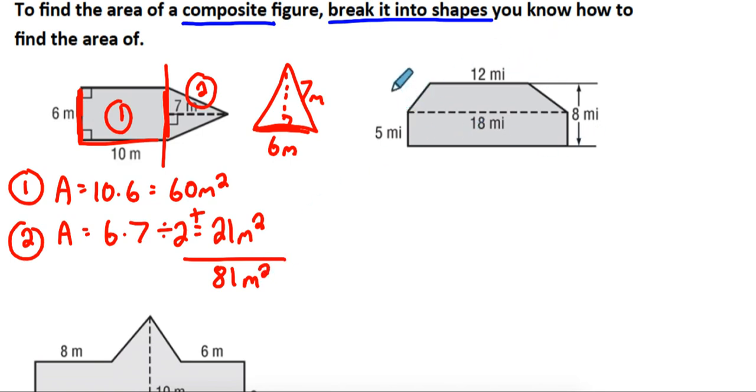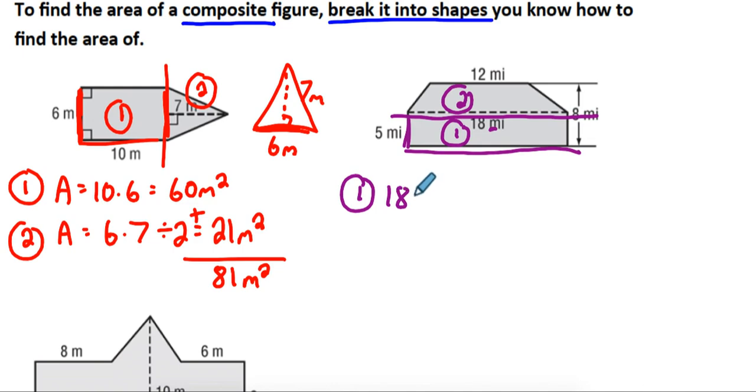Over here, the natural idea for me to break this one up is simply to slice straight across like this. Shape 1 is a rectangle. Shape 2 is a trapezoid. You'll notice two parallel sides, but the two other sides are not parallel to each other. So shape 1 is just a rectangle. My base is 18. My height is 5. So 18 times 5 is equal to 90. In this case it is miles squared.